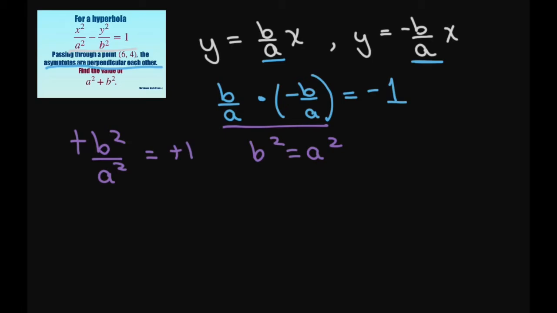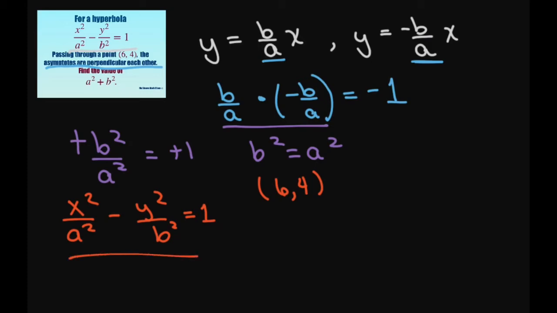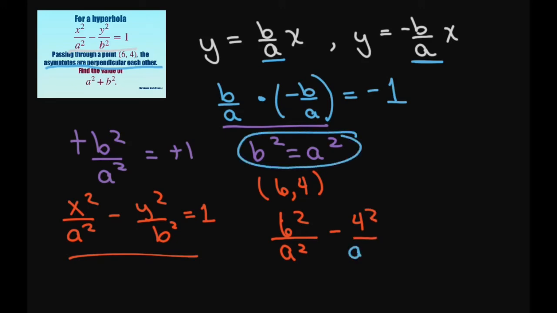Since the equation of this hyperbola, which is x squared divided by a squared minus y squared divided by b squared equals 1, passes through the point (6, 4), I can substitute that into our equation, and let's see what we're going to get. Substituting everything in, 6 squared divided by a squared minus 4 squared. Now again, our b squared equals a squared, so I'm just going to put a squared here. All right, this equals 1.